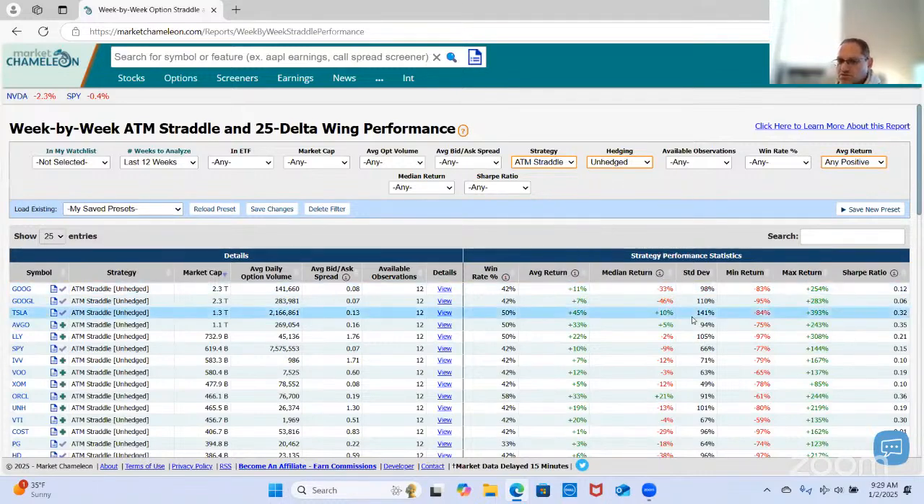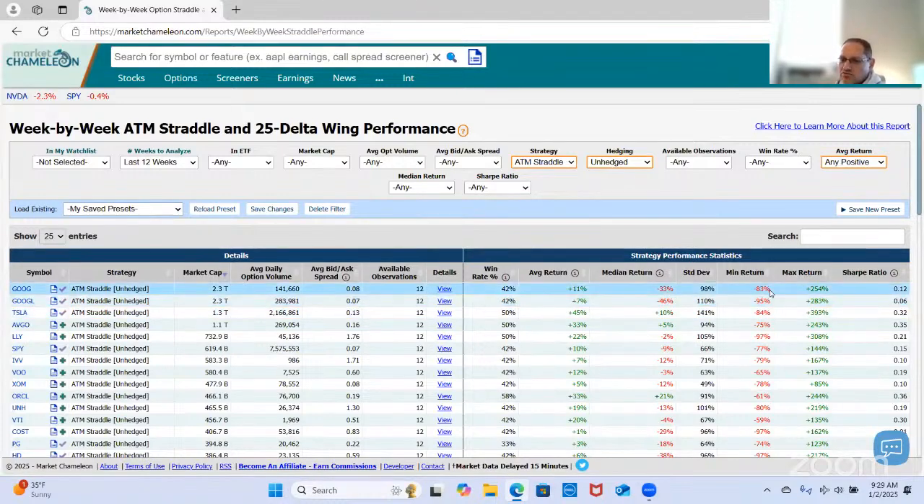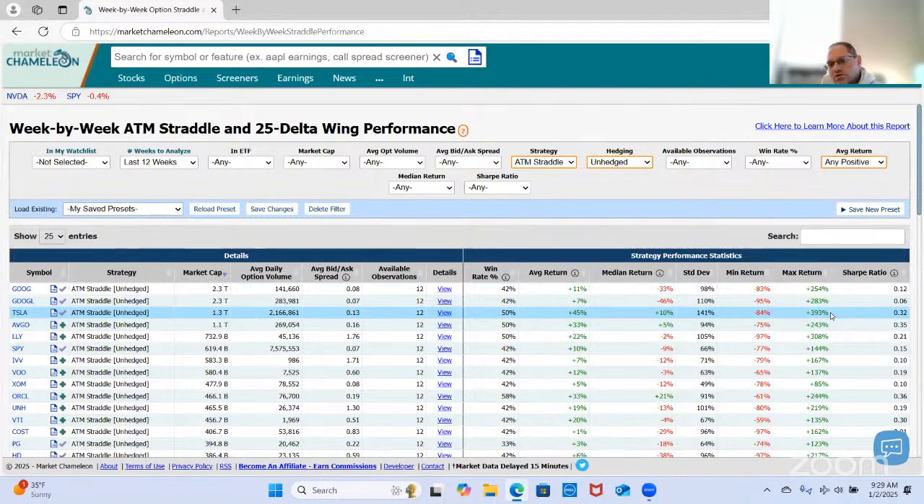So you can see that the median return is still negative. There were more frequent losses than there were wins. But if we look at the max, the worst versus the best, you could see that this skewed it up. There's a return there, 1 week where the straddle itself gained 254%.